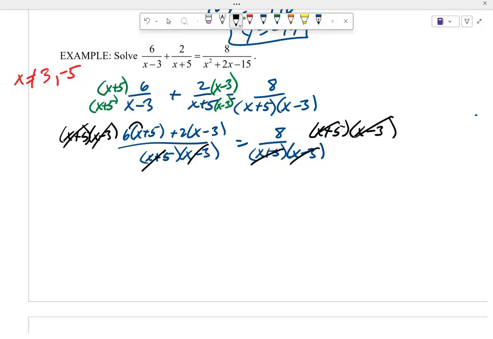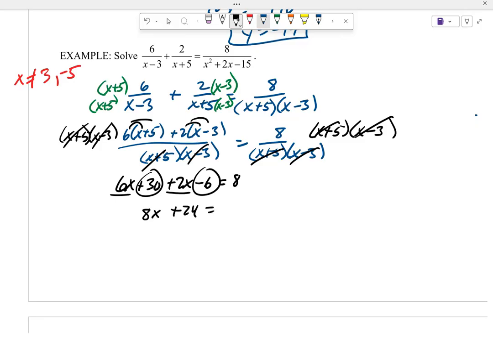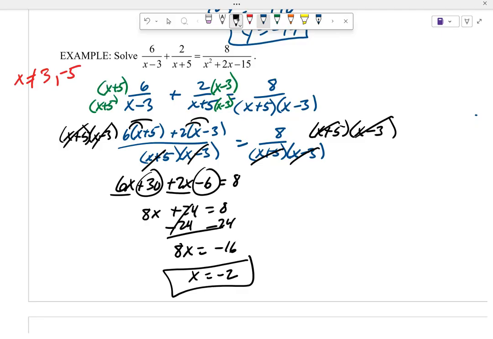And so we've got 6x plus 30 plus 2x minus 6 equals 8. 6x plus 2x, I've got 8x, 30 minus 6, I got 24. I'm going to subtract 24 from both sides, so I got 8x equals negative 16. Divide by 8, and I get negative 2. Well, notice originally x just could not be 3 or negative 5 on that.